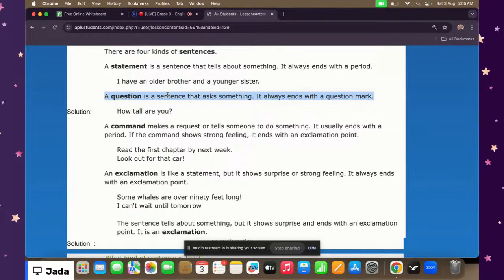So you have to take note that once you tell about something, then it is a statement, and you need to end it with a period. If you do not know what the period is, this is the period. It's just the little dot. It's the little dot that we have here. That is a period.